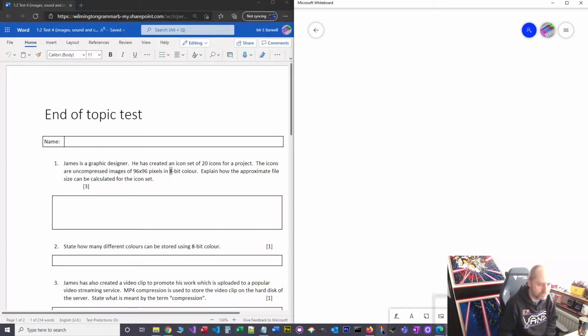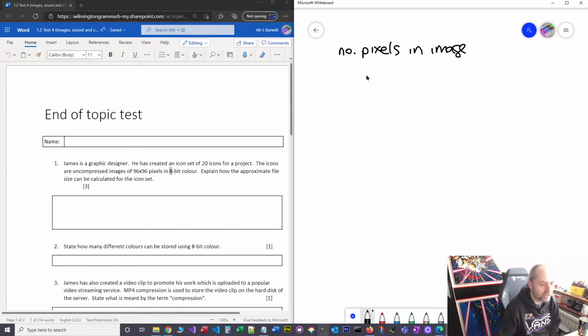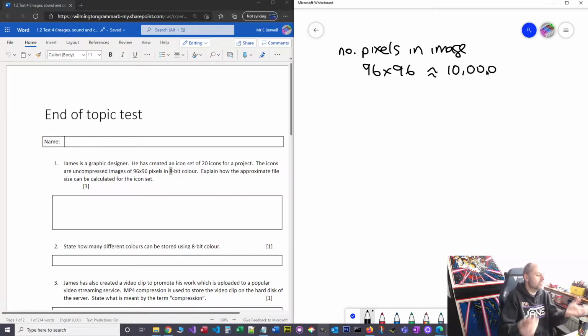So for that first question, what I'm going to do is say number of pixels. I could put a hash, because that means number as well. So the number of pixels in the image is going to be 96 times 96. Approximately, that's going to be 100 by 100, so approximately 10,000 pixels. I don't know exactly, I haven't got a calculator, but that's an approximate. So we've got 10,000 pixels.